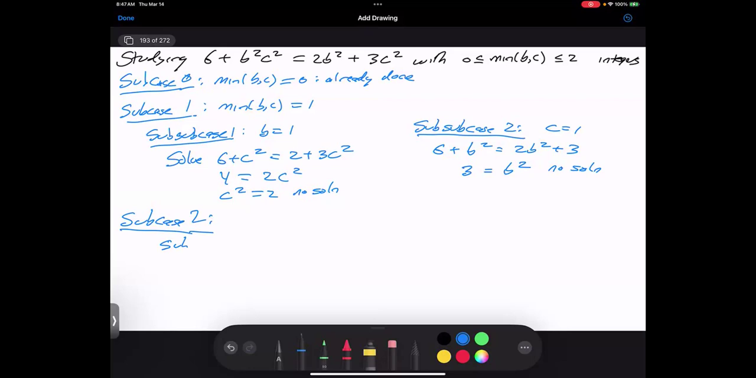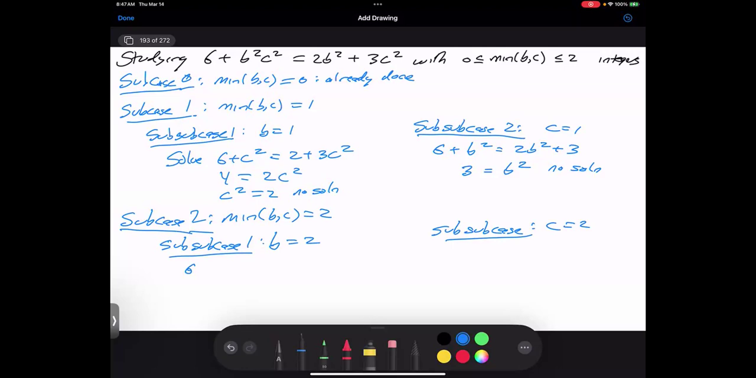So it's subcase 1. And what would that subcase be? So here, this is the case where the minimum of B and C equals 2. So what would subcase 1 of subcase 2 of case 2 be? B equals 2. And what's the other subcase? That would be C equals 2. So if B equals 2, I would get 6 plus 4C squared equals 8 plus 3C squared. So I would get C squared equals 2, no solution.